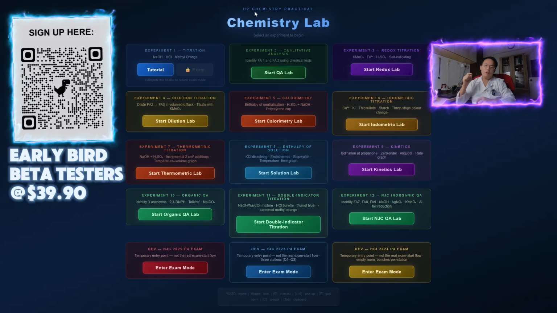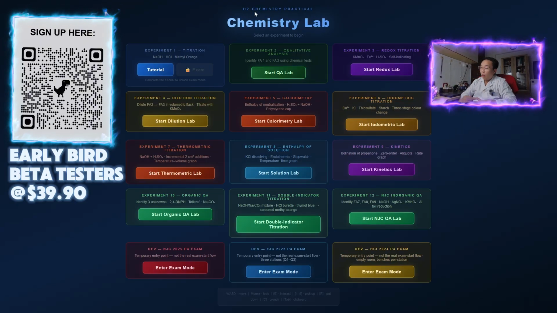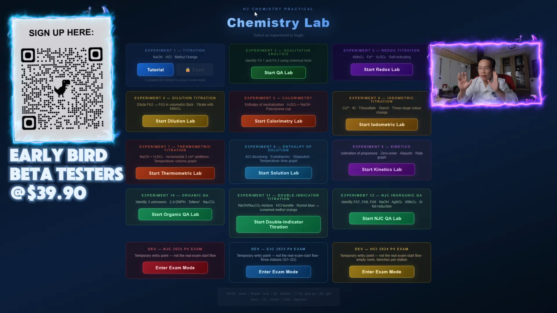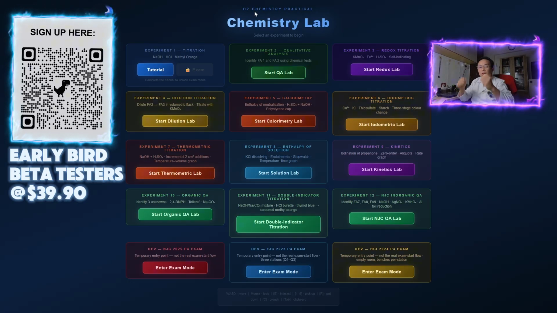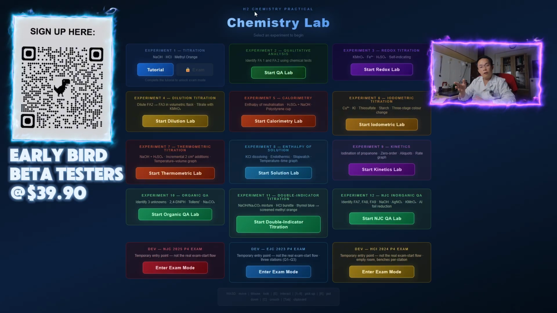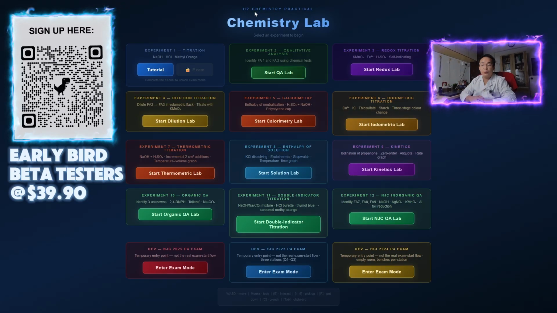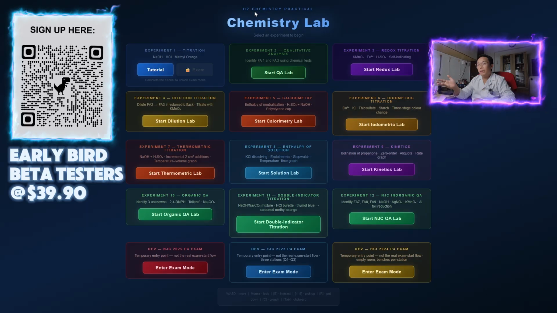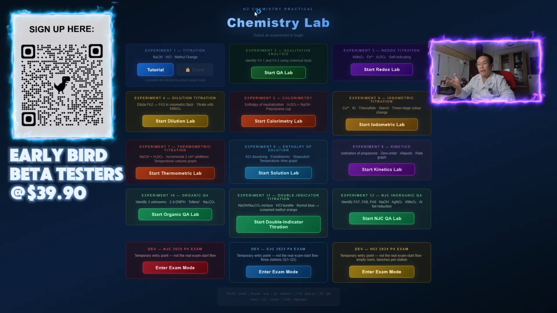So let's go. Welcome back to another episode of my ChemLab simulator, where I'll be showcasing my ChemLab simulator to help students of the O-levels and A-levels prepare for their paper. And of course, this is the practical component. And these are all the stages that you'll be getting if you purchase this game as a beta tester right now.